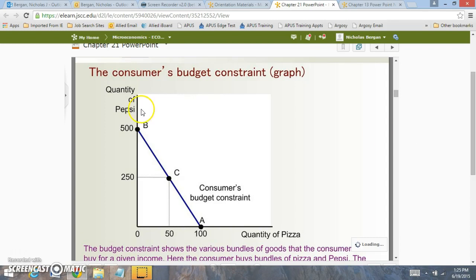Given my budget of whatever it is, I can buy 500 Pepsis. So my budget, the price of Pepsis is $1. So I can buy 500 Pepsis. With my budget of $500, pizza's $5, I can buy 100 slices of pizza.